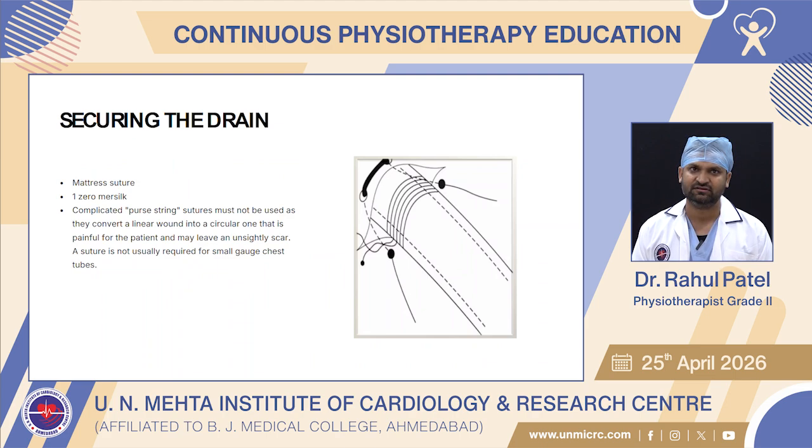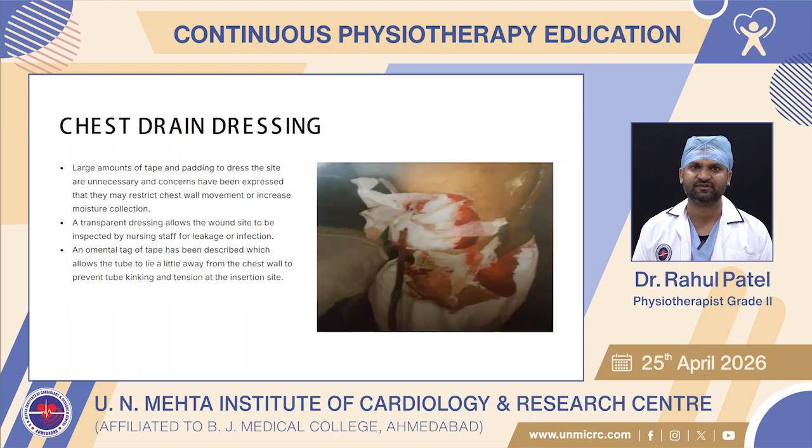Matrix suture, 10 silk. Complicated purse string sutures must not be used, as they convert a linear wound into a circular one that is painful for the patient and may leave an unsightly scar. A suture is not usually required for a small gauge chest tube.